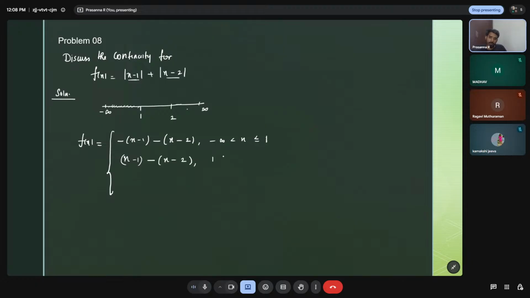When x lies between 1 to 2, right? Now you take some point 3 here. You can take any. If I take 3, 3 minus 1 is positive, and 3 minus 2 is positive. So both are positive, and the output is x minus 1 times x minus 2. Is this clear?